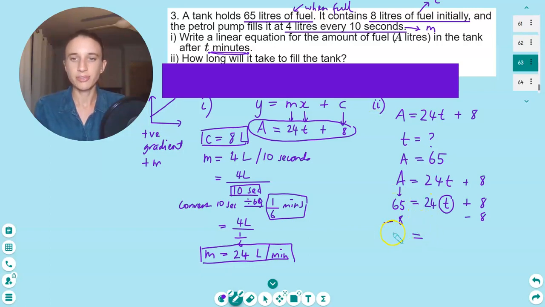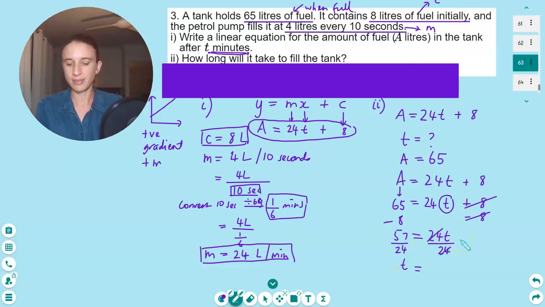65 take 8 is 57. 24T, 8 take 8, well, that's just 0. Don't need to write anything. Getting closer to an answer. 24t, well, that's the same. Let's divide by that 24. And then the 24s will cancel and we will have an answer. 57 on 24 is 2.375. And what are the units?